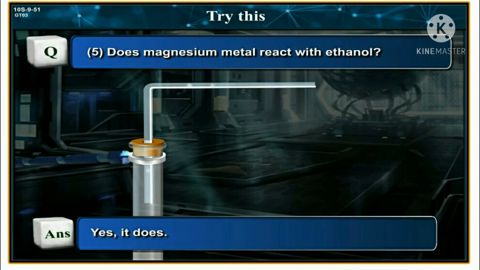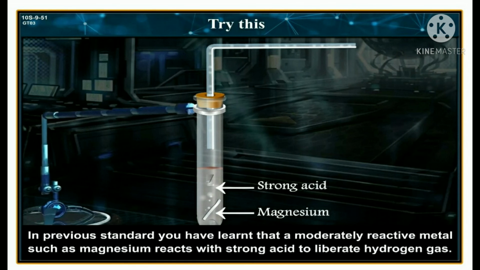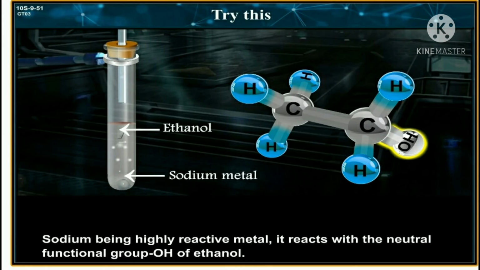Yes, it does. In the previous standard, you have learned that a moderately reactive metal such as magnesium reacts with a strong acid to liberate hydrogen gas. Though ethanol is neutral, it reacts with sodium metal and liberates hydrogen gas. Sodium, being a highly reactive metal, reacts with the neutral functional group OH of ethanol.